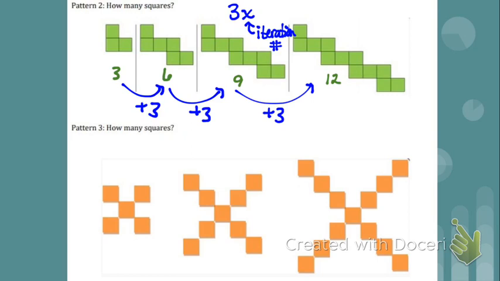So how do I find the number that would be necessary for the 21st? Put 21 in. Yep. Put 21 in for x. You get 63 squares.